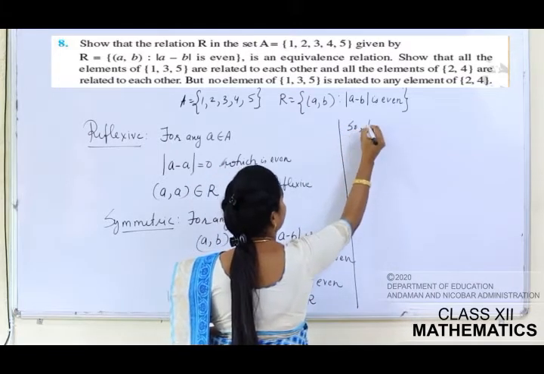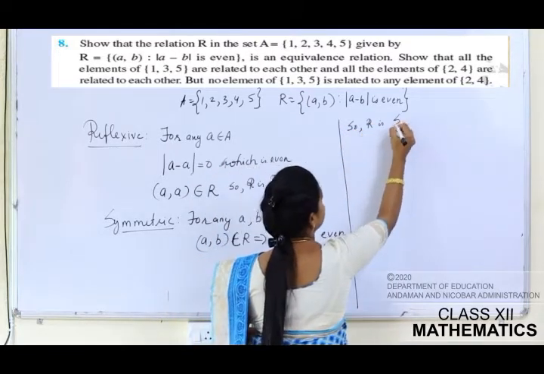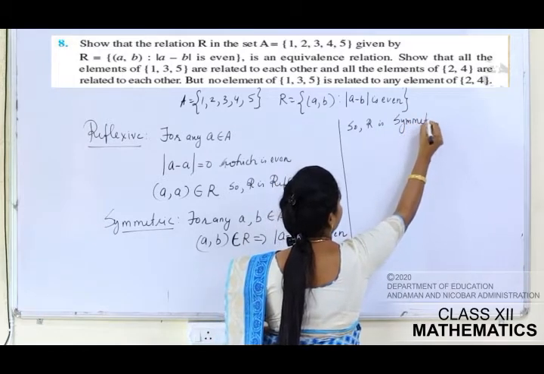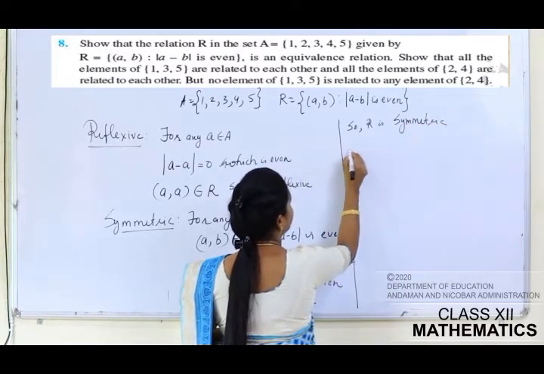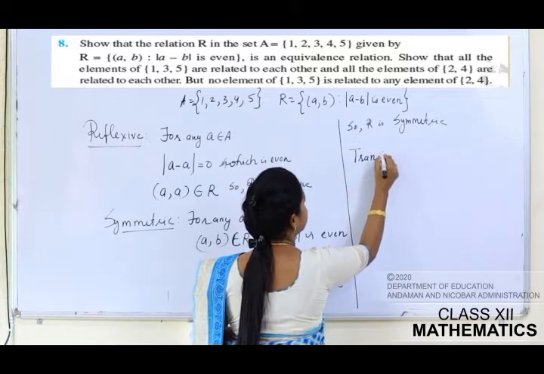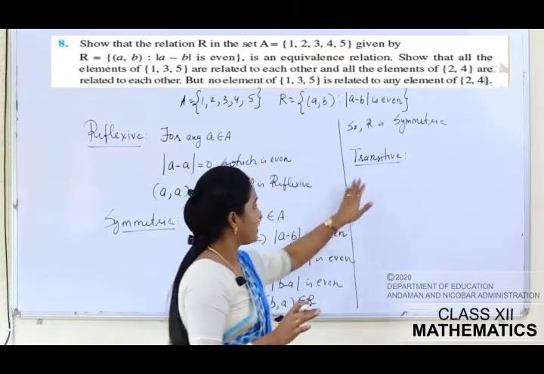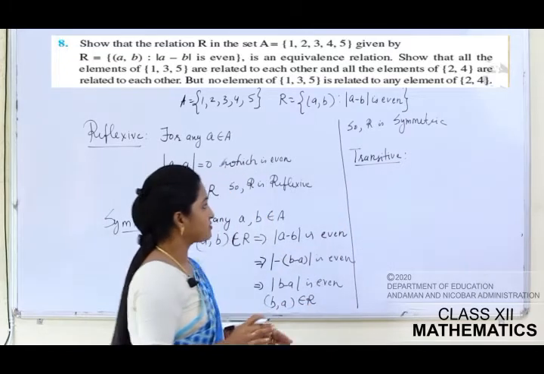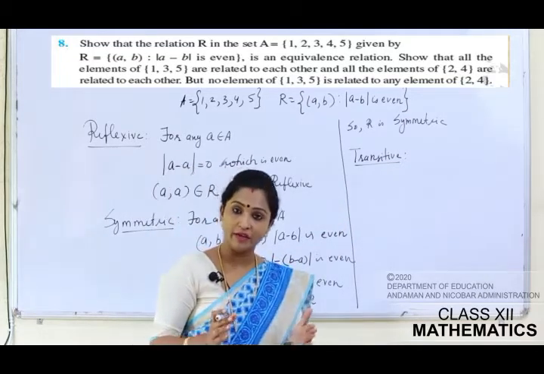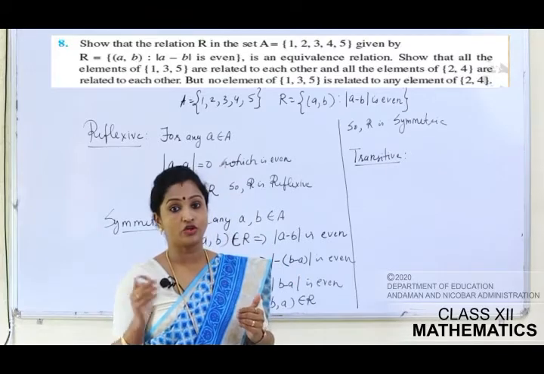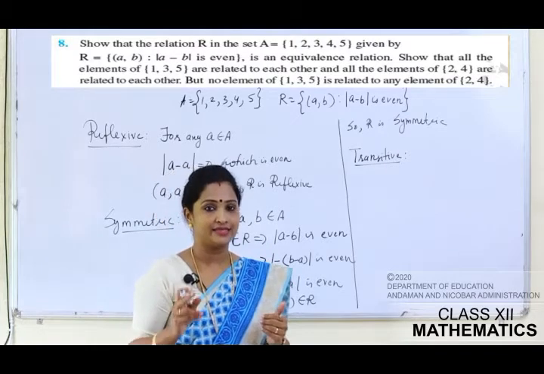So R is symmetric. Okay. Now we will see whether it is transitive. Not whether, actually आपको उसको प्रूफ करना है. ठीक है, ट्रांजिटिव इसको प्रूफ करना है. Now what is transitive? Transitive means AB belongs to R, BC belongs to R, implies that AC belongs to R.